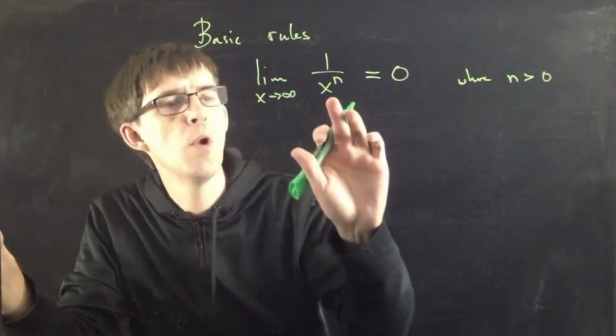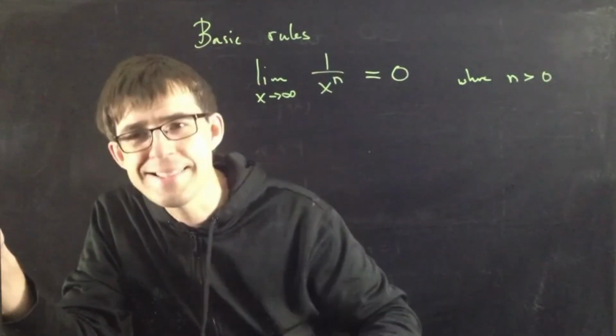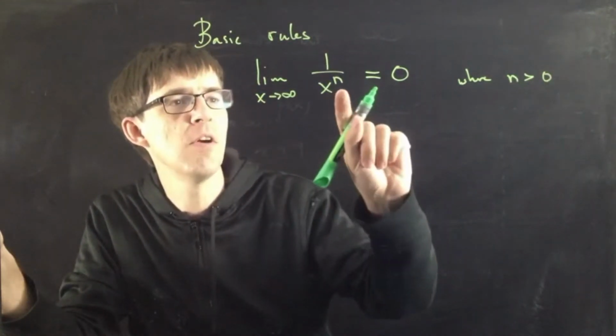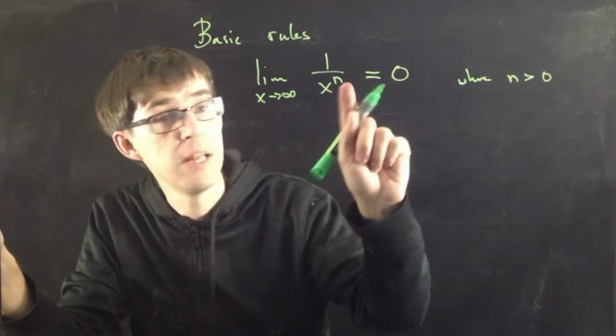Think about this. We're asking about what happens to this value, 1 over x to the n, when x itself is growing very, very large. Well, if x is very large, then this denominator will be very, very large because you're taking x to some power.